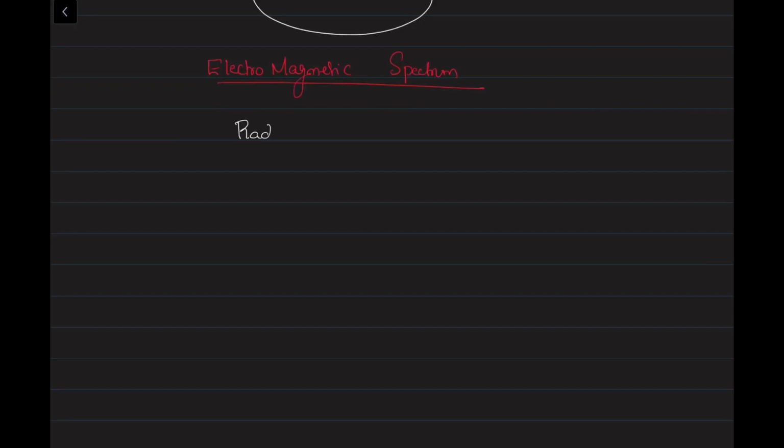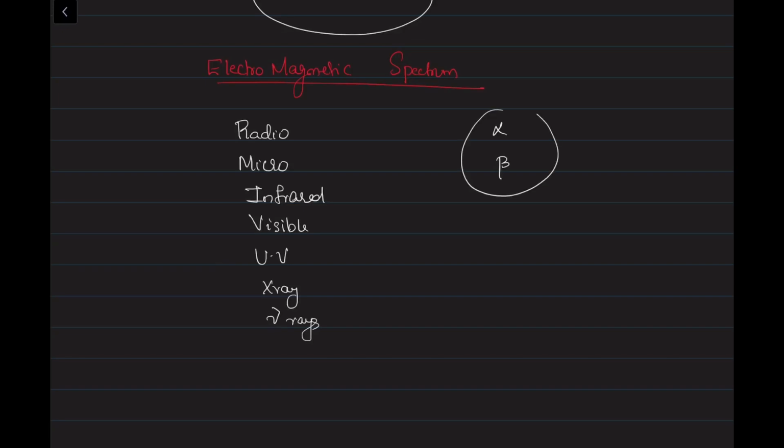We have radio waves at the top of the list, then microwaves, then infrared, correct? Then we have the visible spectrum, then UV, which is ultraviolet, then X-ray, then gamma rays. There is no alpha ray and no beta ray in this list. Make it very clear, because alpha and beta are not photons. If it is a photon, only then do we bring it into the list. So alpha particles and beta particles are not in the list.